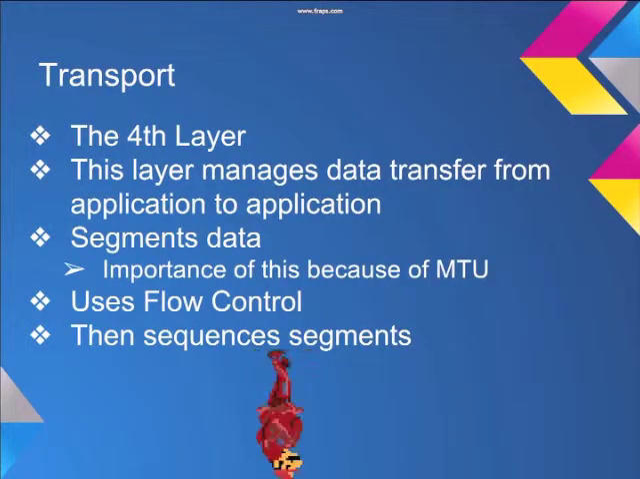The transport layer, Layer 4, manages data from one application to another across a network. It breaks long data streams into smaller chunks called segments. Segmenting the data is important because every network technology has a maximum frame size called the maximum transmission unit, or MTU. To ensure reliable delivery, the transport layer also includes flow control and acknowledgements and handles resequencing segments into the original data on receipt.